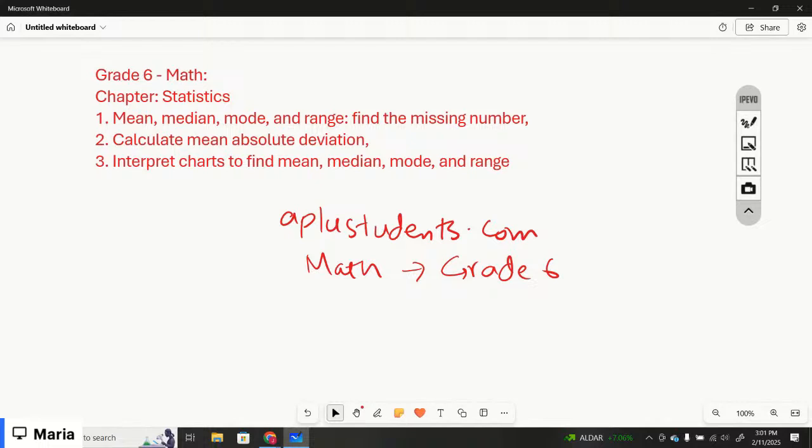There you can find a list of the chapters. We're going to start with the chapter statistics. The lessons we're going to cover today are mean, median, mode, and range. Find the missing number. Calculate mean absolute deviation. Interpret charts to find mean, median, mode, and range.